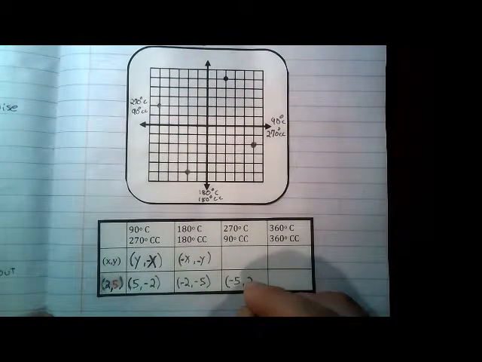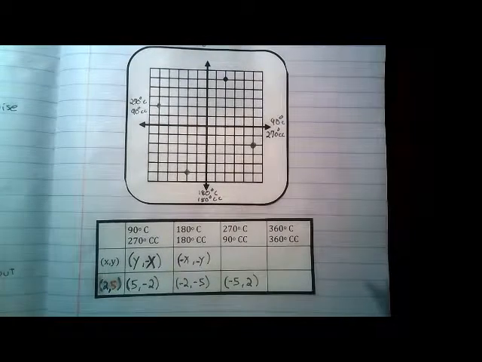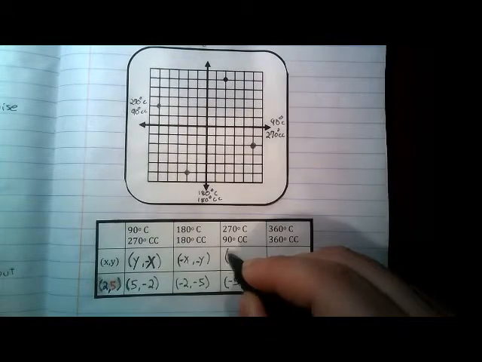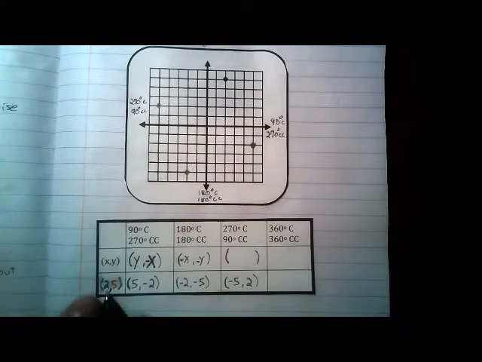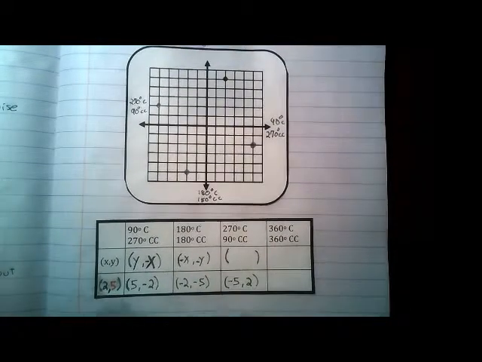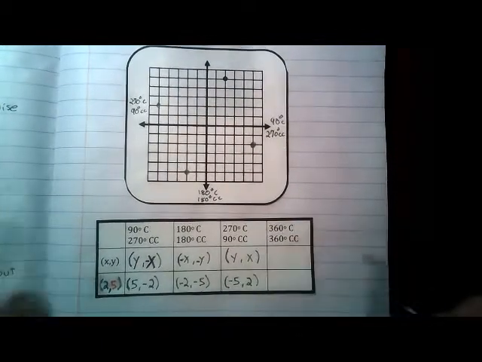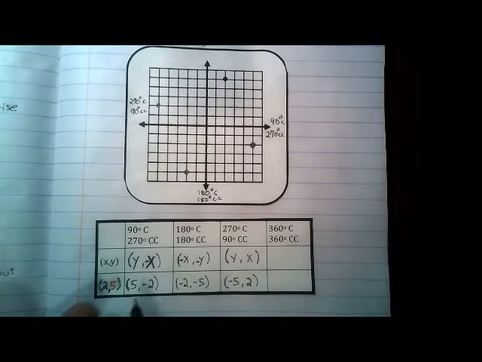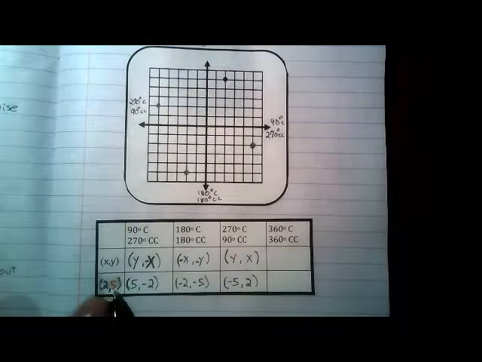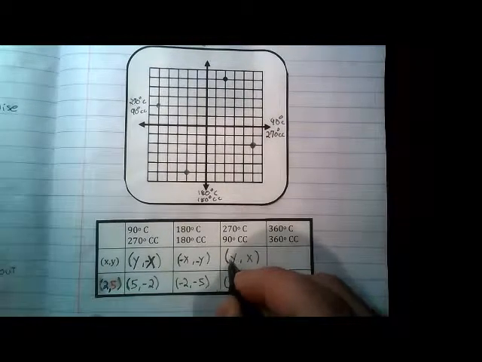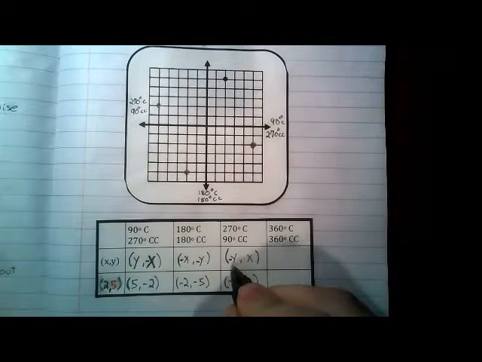So again, we're looking for a pattern. And what you should have found for your pattern is 2, 5, negative 5, 2. So these numbers switch places. So again, it's going to be y and x. But which one changes sign? So the 5 started out as positive, and the 5 was the y value, and then it became negative. So if you go 270 degrees, the y changes sign.